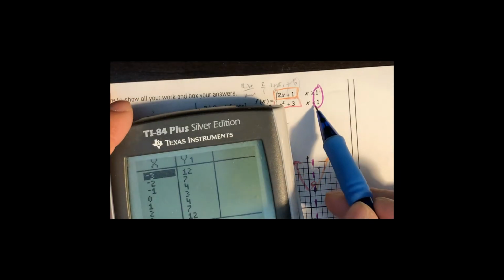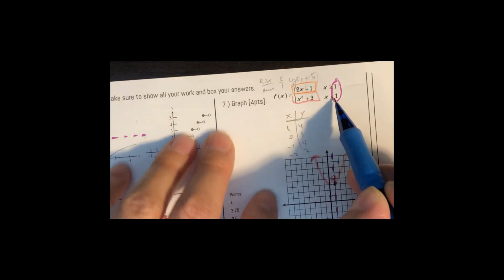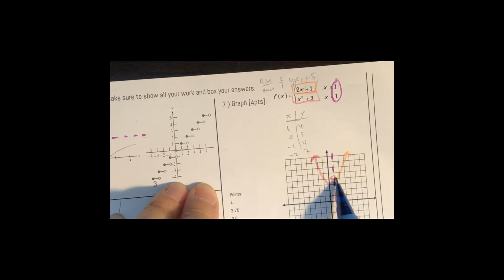And then if you think about it, get numbers that are left of or smaller than positive 1. So I would start at 1. That would give me 1, 4, 0, 3, negative 1, 4, and then negative 2, 7. Here you have less than, so that should be an open circle. And at 1, the boundary, it's 4. So 1, 4, open circle. 0, 3, negative 1, 4, negative 2, 7.